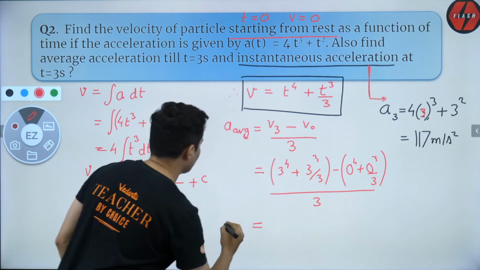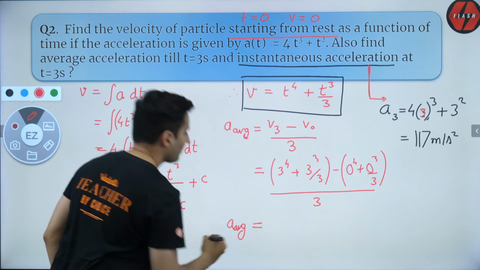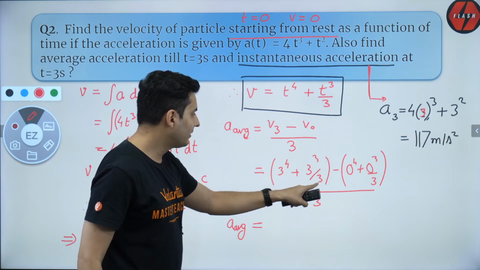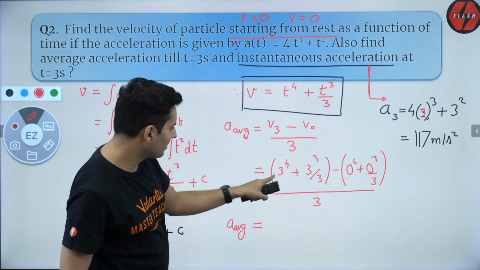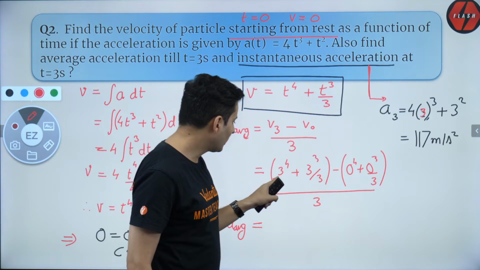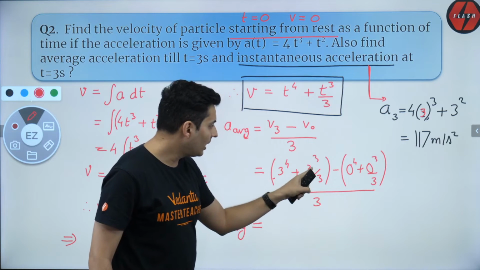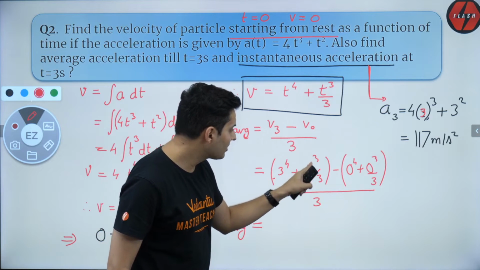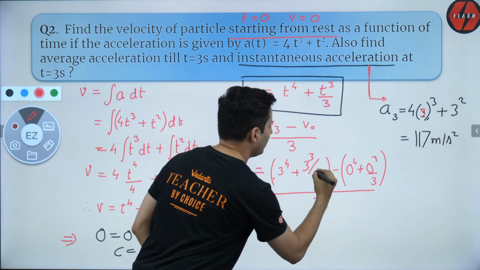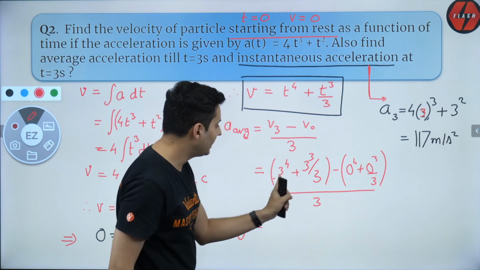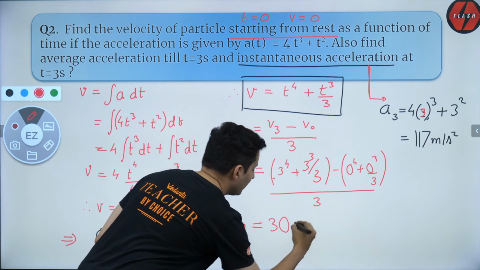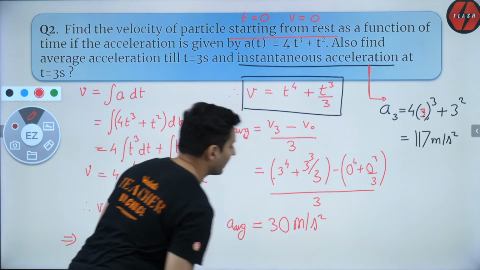Okay, now you can do this orally as well. This term will be 0. 3 cube by 3 will be 3 square. And this is 3 raised to 4. So 3 raised to 4, guys. Come on, think about it. I think it should be 81. And this is 3 square, right? Because one 3 gets cancelled. So it was 3 cube by 3. So 81 plus 9 is 90. 90 by 3, guys, it is 30. So I think the average acceleration should be 30 meters per second square.